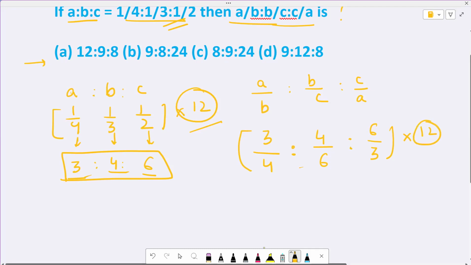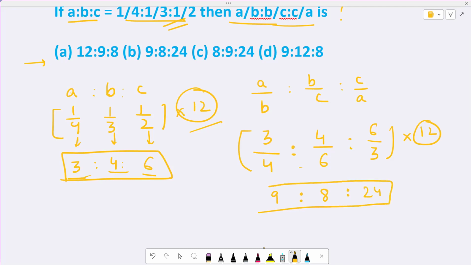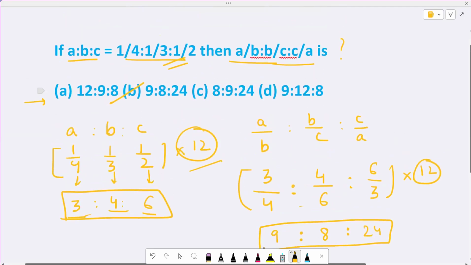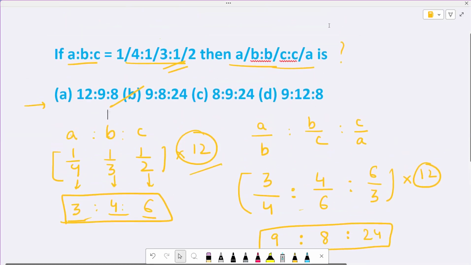And on multiplying these fractions with the number 12, here we'll get 9. In 4/6, when we multiply by 12, we'll get here 8. And when we multiply 6/3 by 12, here we will get 24. So this will be the ratio, or the answer to this particular question. So we can write here B will be the answer. Now let's move on to the next question.